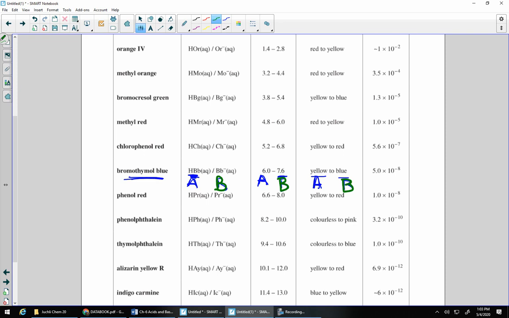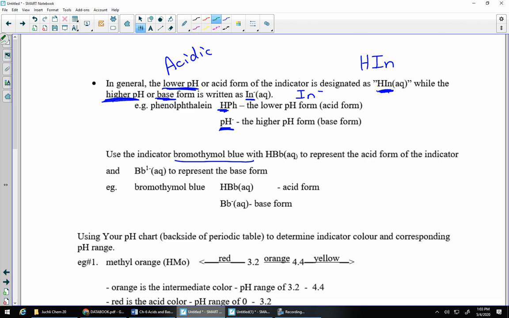B for base, and you see all of the green things there that correspond to the base. Any ideas what it would look like if we put it in a solution between 6 and 7? It would be a mixture of the yellow and blue. And a mixture of yellow and blue is typically green. Cool.